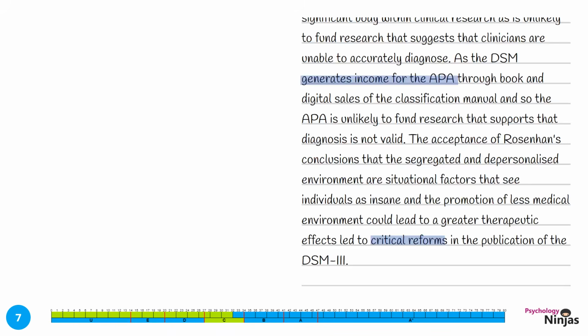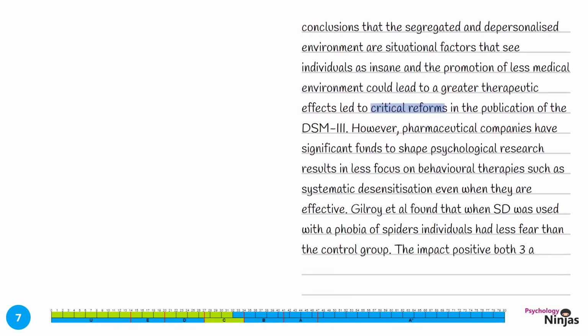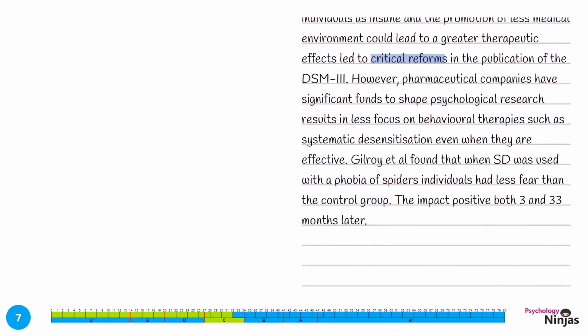Now let's consider Watson and Rayner's study. However, pharmaceutical companies have significant funds to shape psychological research, which results in less focus on behavioural therapies such as systematic desensitization, even when they are effective. Gilroy et al. found that when systematic desensitization was used with a phobia of spiders, individuals had less fear than a control group. The impact was positive both 3 and 33 months later. We've identified here that pharmaceutical companies are a different organisation that might fund research, and the impact of this on looking at the effectiveness of behavioural therapies.